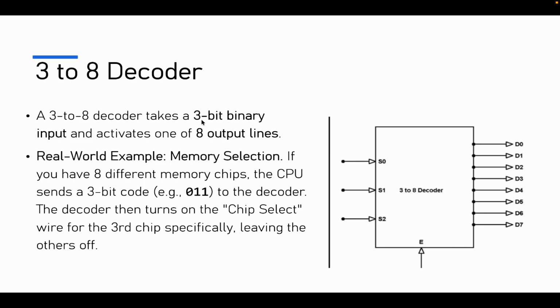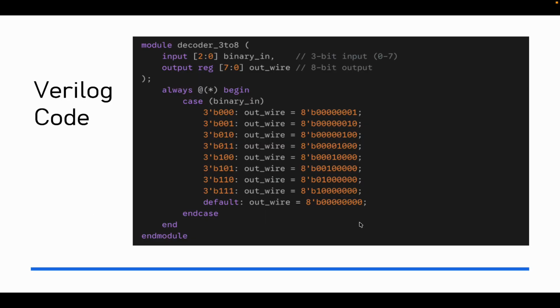See, this is a 3:8 decoder. It has 3 inputs and gives 8 output lines. As we said, a real world example is memory selection. If you have 8 different memory chips, the CPU sends a 3-bit code, that is 011, to the decoder. The decoder then turns on the chip select wire for the third chip specifically. It means if you give an input with 3 bits, the chip select will decide it will go to the third chip based on this code, leaving the others off.